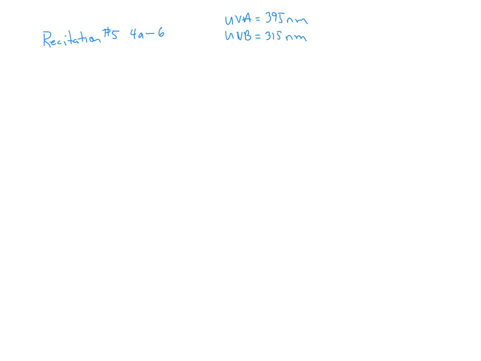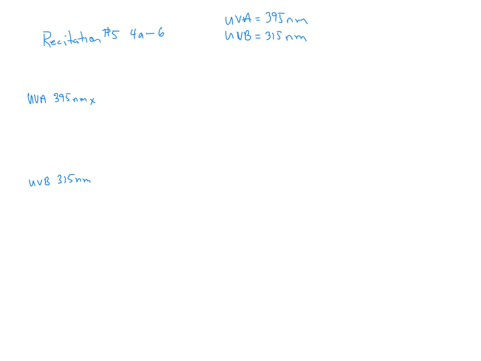It asks us a series of questions to find the energy of both of those, then the energy per mole, and then to compare those energies relative to the energy of a chemical bond. So we do a lot of the same calculations for both of those wavelengths. We're going to do question 4A first, where we know that UVA is 395 nanometers. The calculation for UVB is identical, except we have 315 nanometers.